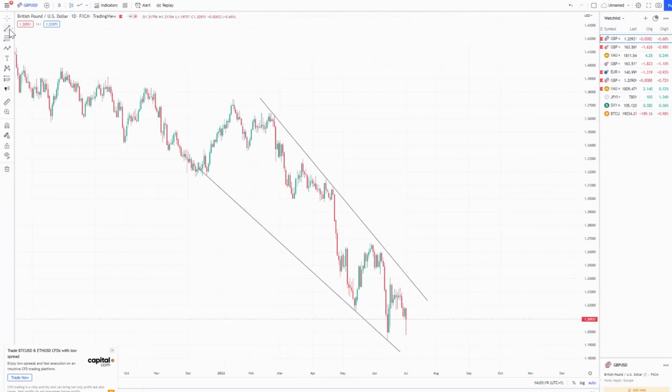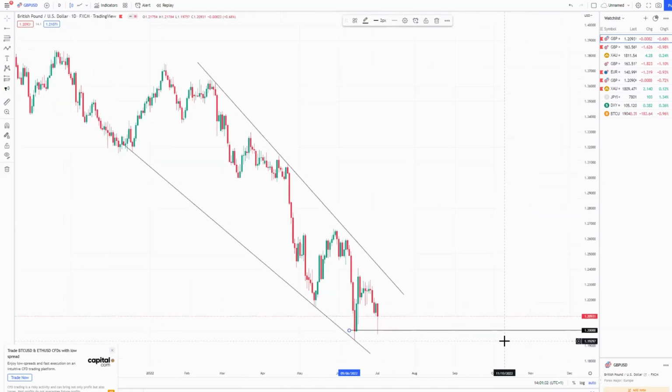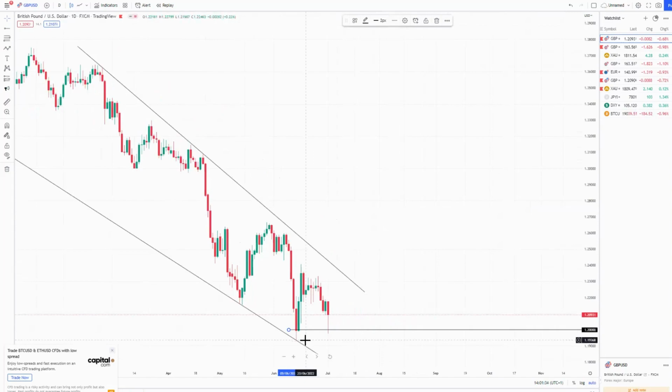So we can just mark out this support area here. And I can see something like a psychological key level sitting on the support area. We have a psychological key level of 1.2000, so we can just mark that out. Good, so we have it exactly on the support area. We can just mark it out with a rectangle too.